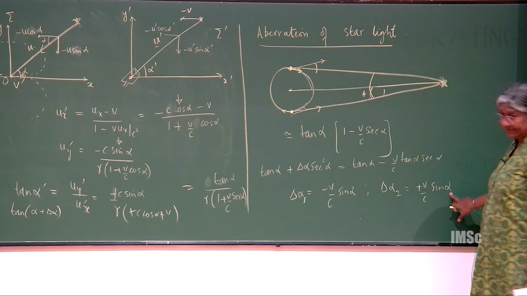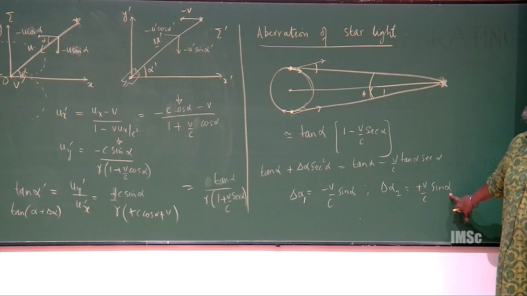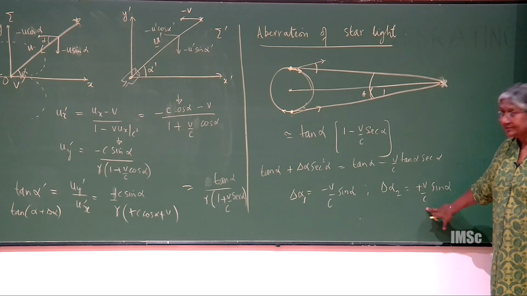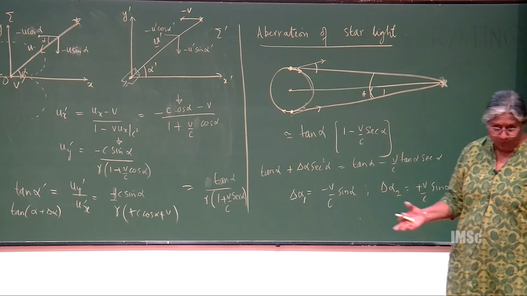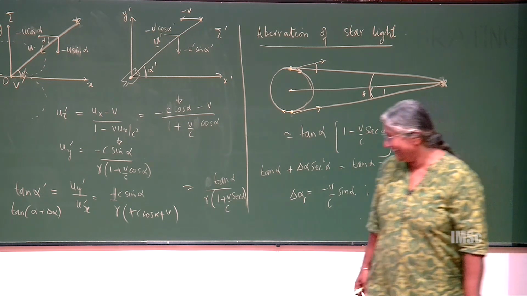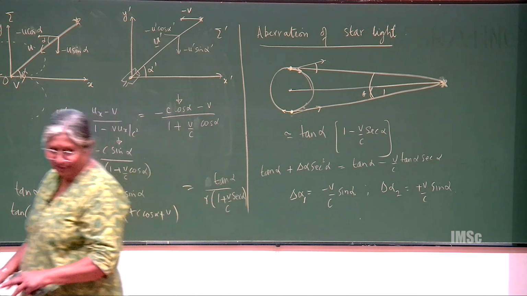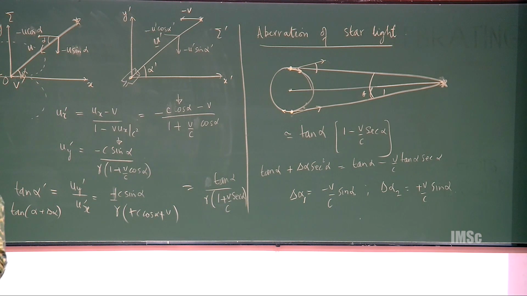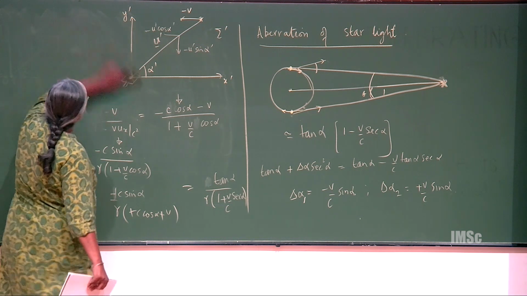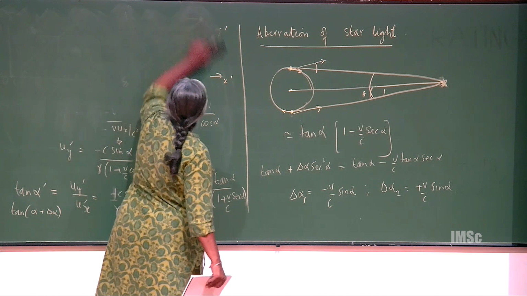If the star is overhead, alpha is pi by 2, sin pi by 2 is 1, so the correction is 10 power minus 4. In what units? Very nice, radians. See, angle is something very funny. It has no dimension, but it has units, right? So you have to always be very careful about it. So this aberration of stars has actually been experimentally verified.